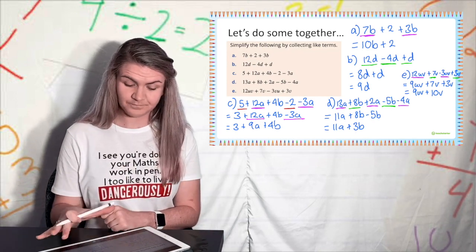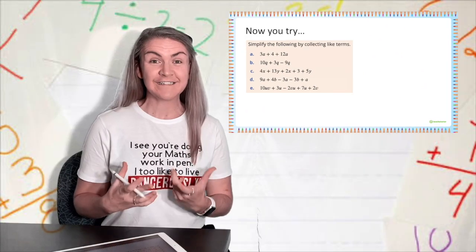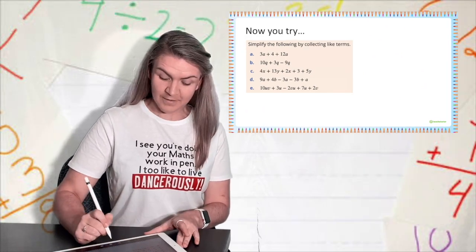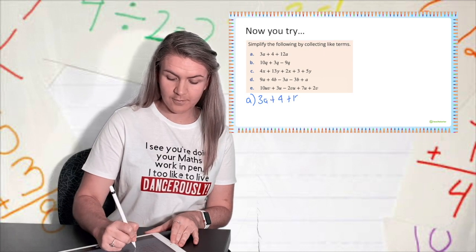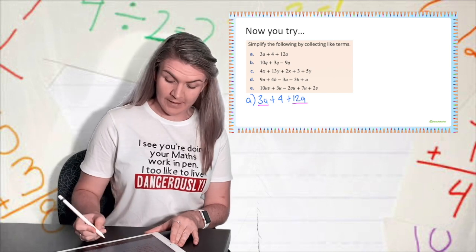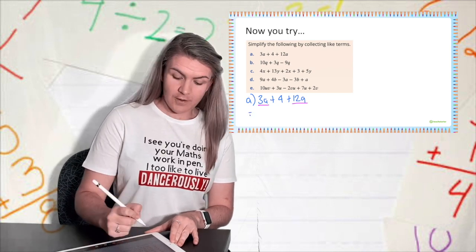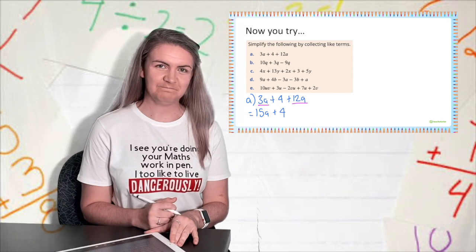So that's done. All right, you have a go trying to simplify some of these. Let's quickly check these answers. I have 3a plus 4 plus 12a. So I've got 2 a's there. 3a plus 12a equals 15a and a 4 left over.